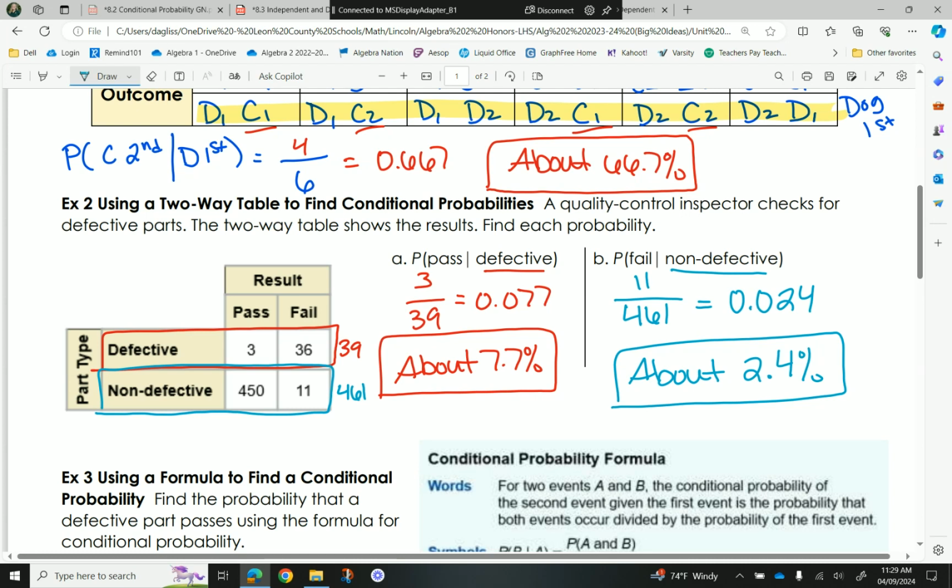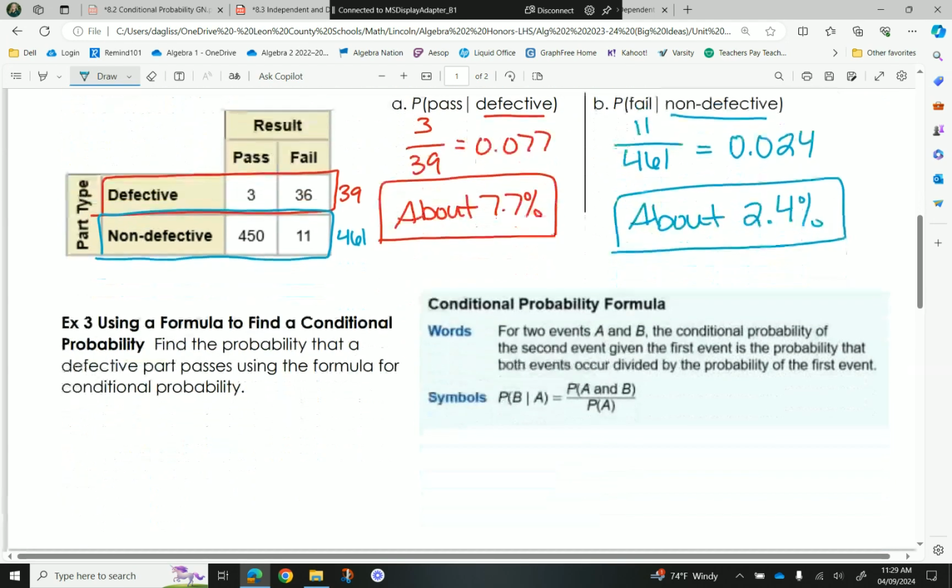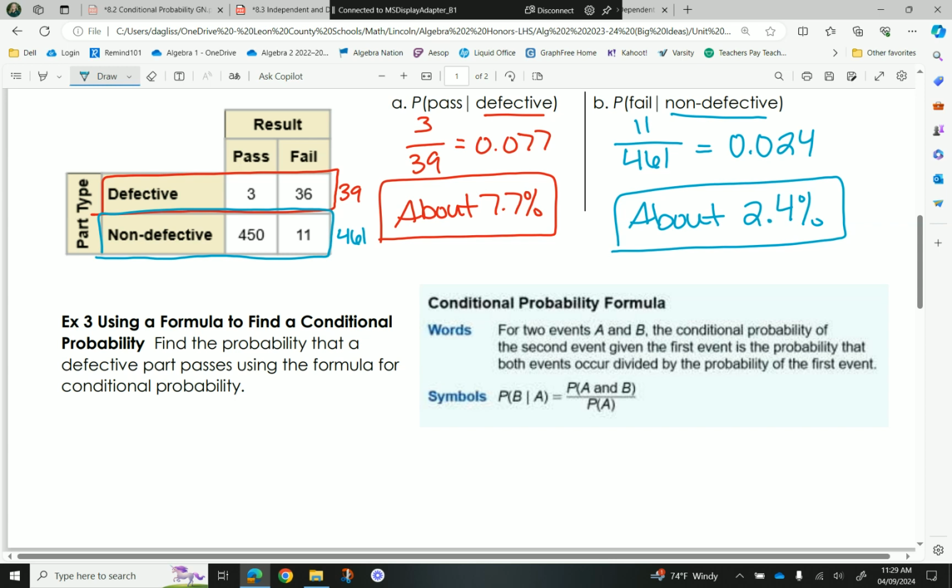Okay, so using a two-way frequency table is nice. There's a conditional probability formula that we can use if we are not given a frequency table. So we're going to use it with a frequency table to see how it works, and on the back, we're going to use it when we don't have a frequency table given to us. So we're going to go back to our first example, and we're going to use the probability of A and B divided by the probability of just A. So we're looking at what is the probability that they passed and defective, divided by the probability of just defective.